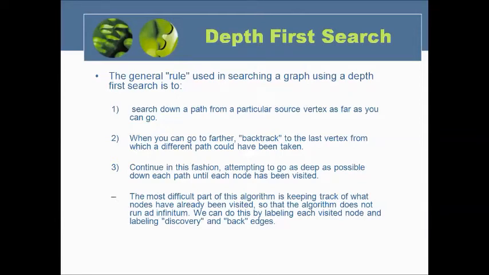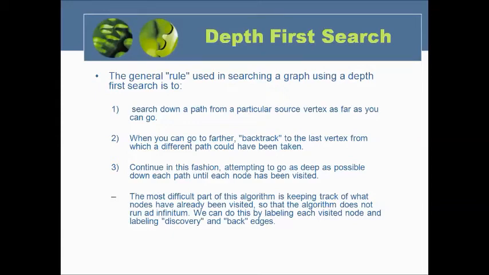So we have the rules. First, search down a path from a particular source vertex as far as you can go. Second, when you can't go further, backtrack to the last vertex from which a different path could have been taken. Third, continue in this fashion, attempting to go as deep as possible down each path until every node has been visited. The most difficult part of this algorithm is keeping track of what nodes have already been visited so that the algorithm does not run on infinitum.